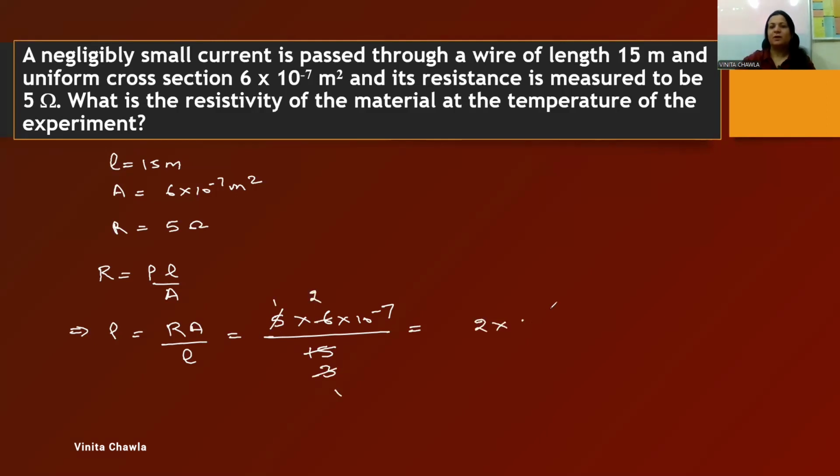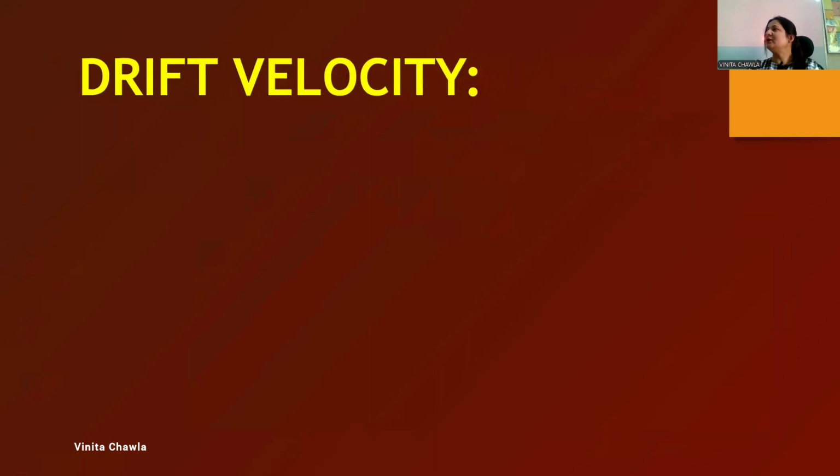Into 10 to the power minus 7 ohm meter. This is the resistivity. What is drift velocity? I equals to A and I is equal to A and EBD. Again, I have the same question. What is drift velocity? That's the relation between electric current and drift velocity. I have asked you, define drift velocity. What is it?